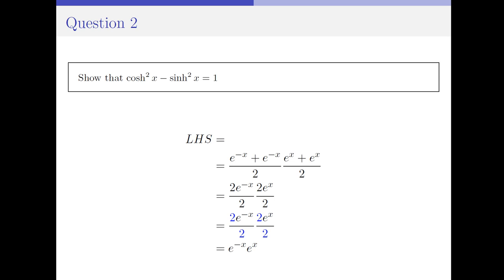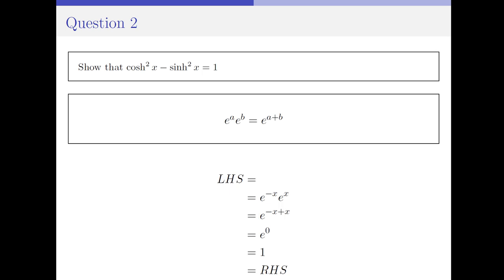To simplify this we need to consult one of our rules of exponentials. The rule says that e to the a multiplied by e to the b is equal to e to the a plus b. I've rewritten that: e to the minus x times e to the x is equal to e to the minus x plus x, which is equal to 0. So we've got e to the 0 now.